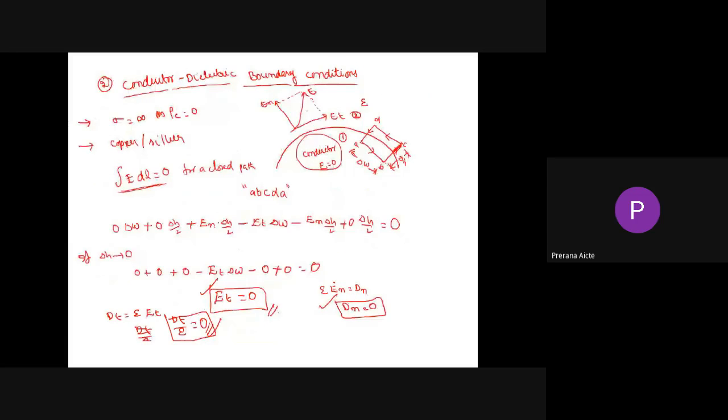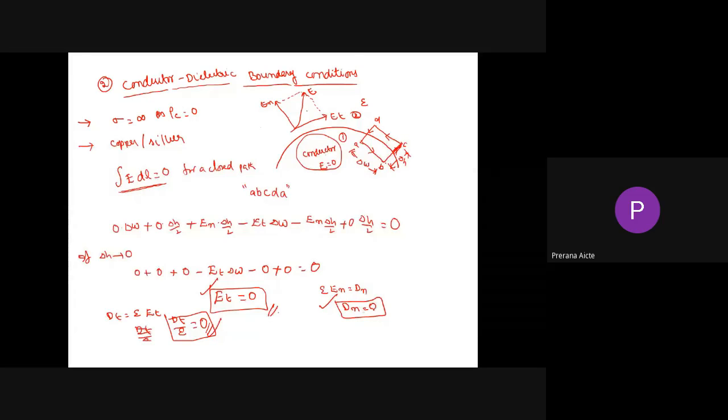And the second thing is conductor and dielectric boundary conditions. While considering the conductor, first of all, the conductor is a perfect conductor, so the conductivity sigma is equal to infinity. The materials used for a perfect conductor are copper and silver. Then we have to apply these Maxwell equations.